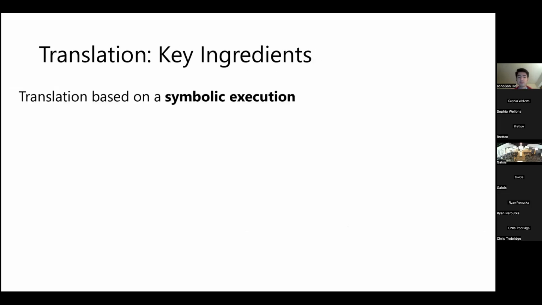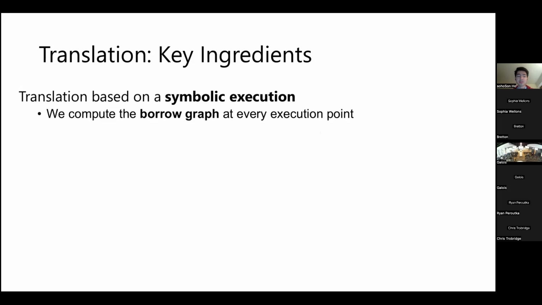Now, I want to say a few words about the way the translation works, because there are a few interesting things in there. The translation is based on some sort of symbolic execution. An important point is that in order to make it work, we need to compute the borrow graph at every execution point. By that, I mean that at every point in the program, we need to know who borrows what from whom. This way, we know when we end the lifetime, which values we consume, take back, and which other values we give back.